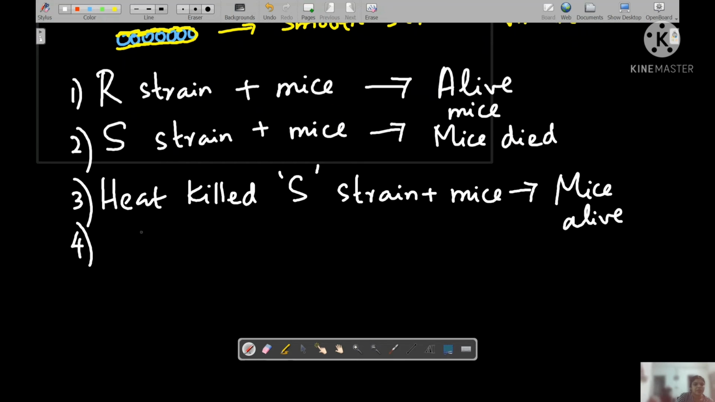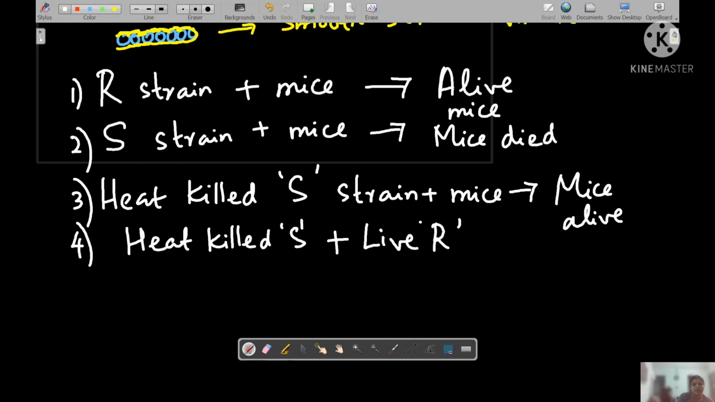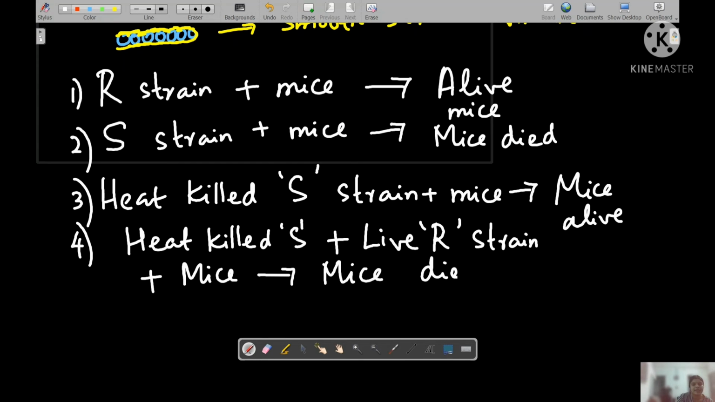After that, he mixed the heat-killed S strain with live R strain. So R strain is harmless. And then when this mixture was introduced into mice, what was found is that the mice died. Why did the mice die?